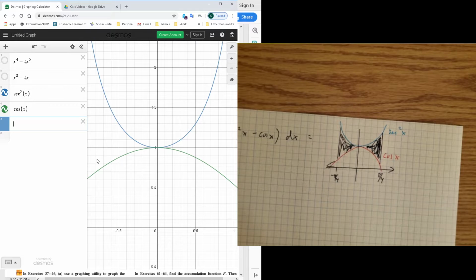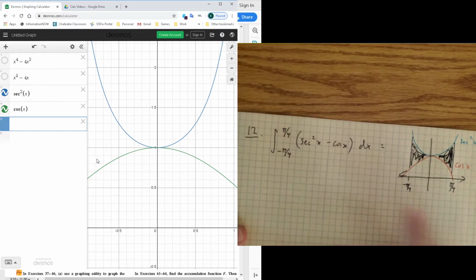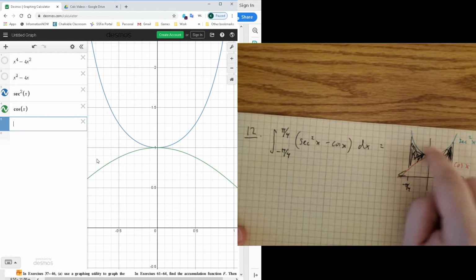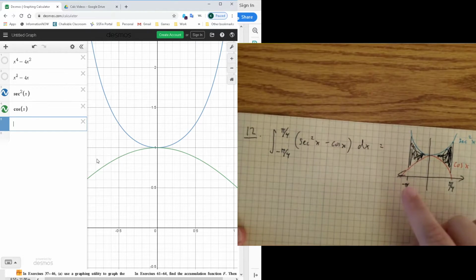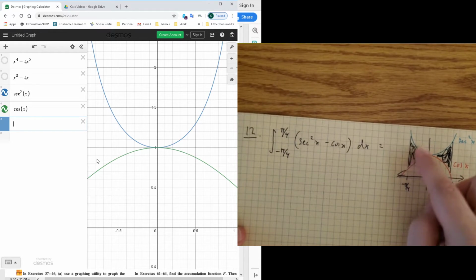So that's it for number 12. Notice that it didn't actually ask us to find the solutions. It just said to use a picture to graph these and see how they work. So notice how we do that. We see the boundaries. That's the left and right hand side. So there's my left side, there's my right side. My top curve is the secant squared, and my bottom curve is the cosine of x, and it's the area in between those two, so I just shade in the region in between them.